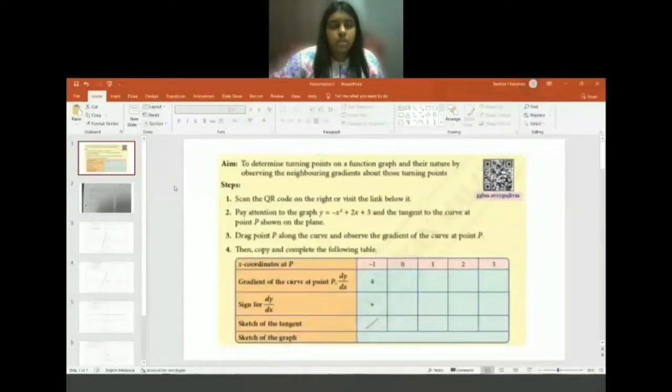Hello everyone. So based on the task given, our aim is to determine turning points on a function graph and their nature by observing the neighboring gradients about those turning points.